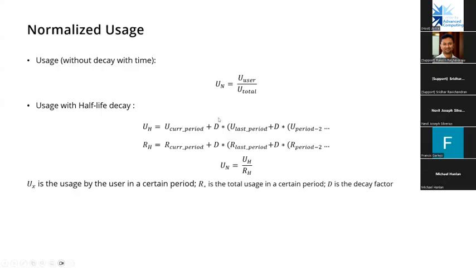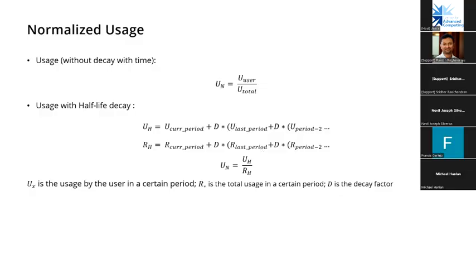I believe the actual calculation is done based on UH calculated for a previous period, and that is multiplied by the decay factor, and the current period is calculated in the updated scenario. Algorithmically, that's what I think happens. Same thing for RH. RH defines the total usage on the system, similar to UH. The total usage in the current period, last period, and the previous periods are calculated.